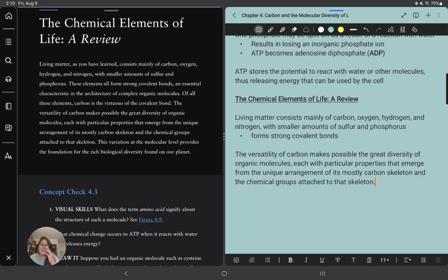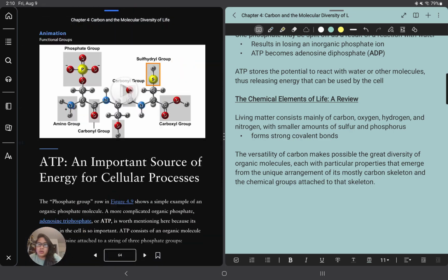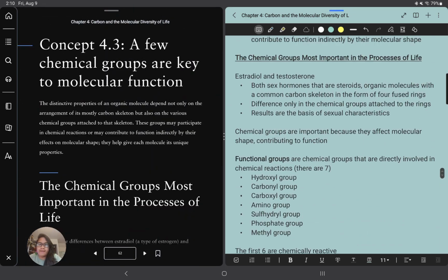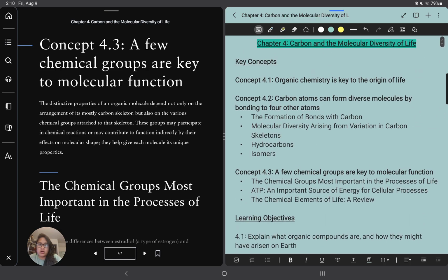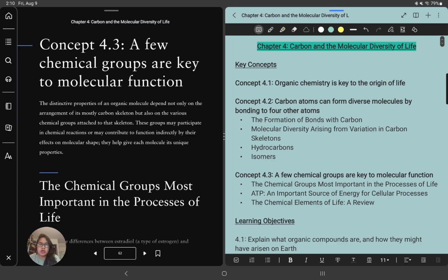Okay. So, that is it for concept 4.3. We have finished chapter 4. Just to go over real quick, we went over 4.1, organic chemistry is key to the origin of life. 4.2, carbon atoms can form diverse molecules by bonding to 4 other atoms. And concept 4.3, a few chemical groups are key to molecular function.